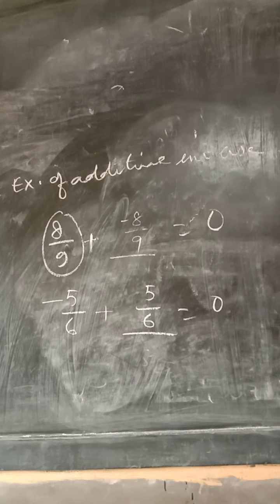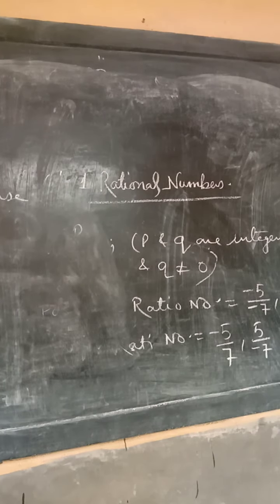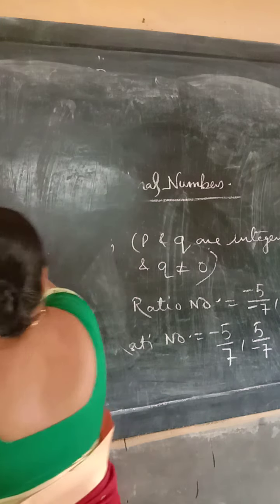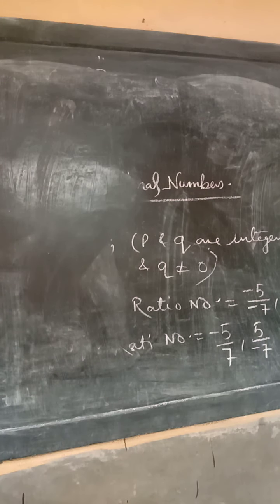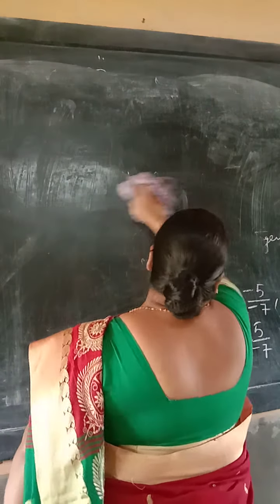Now we shall begin the exercise. Just have a look. The first question, you have to add. They have given you two rational numbers and you have to find the sum of those rational numbers. This is like the same.